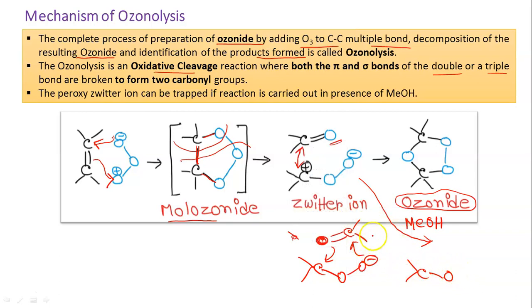So it will be COO minus. Think of methanol: it is actually H plus and MeO minus. So basically the OMe part, that is the negative part, will be added to this side, and here we will have OH. This type of compound we can isolate, and it proves that the Zwitter ion was formed in the medium. Okay.